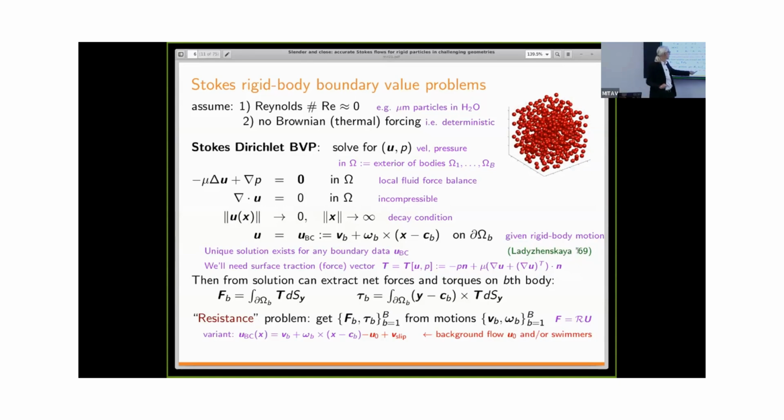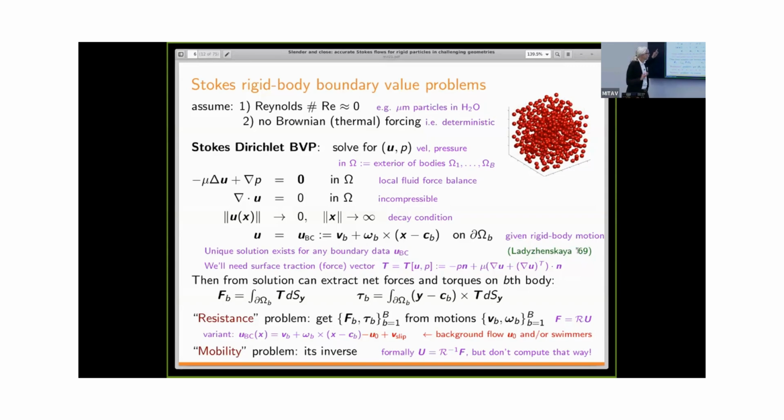There are other variants, where you could also impose a background flow. Sometimes we'll be doing this. And you could also have slip velocity, like the little spheres or particles all have cilia on them, pushing them around. Okay, so the inverse of the resistance problem is called the mobility problem.